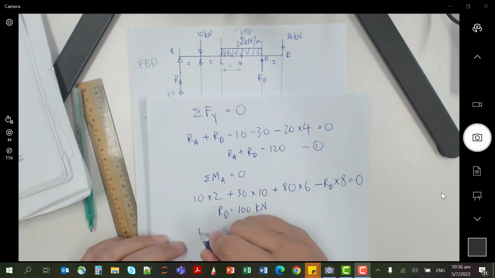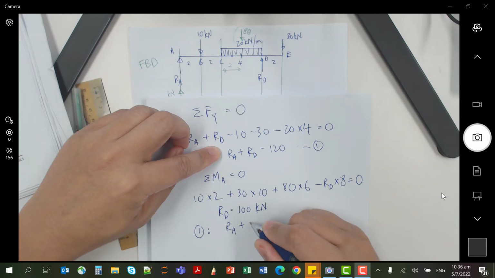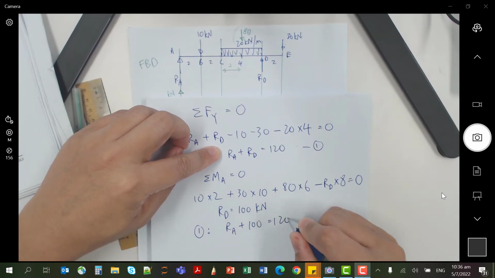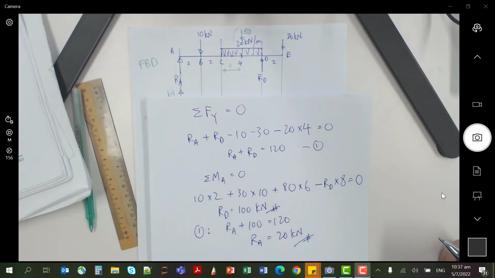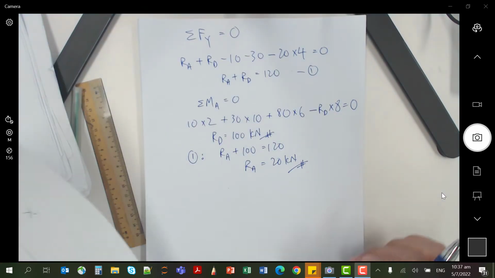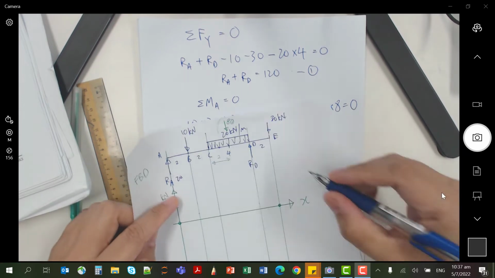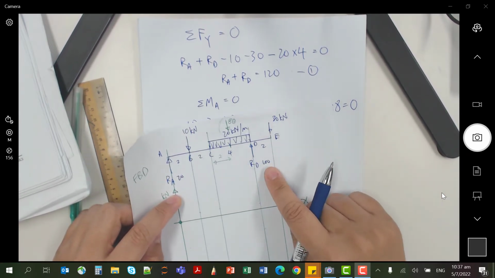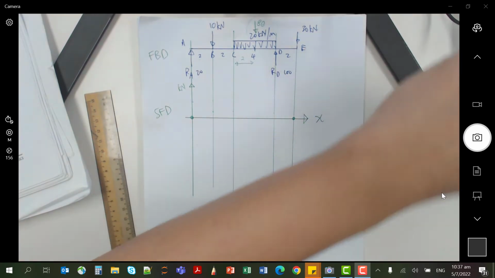And we can go back to equation 1. RA plus 100 equals 120. So RA would be 20 kilonewton. So now let's update our free body diagram. So now you know this is 20. RD is 100, right? So now we can draw the SFD, the shear force diagram.